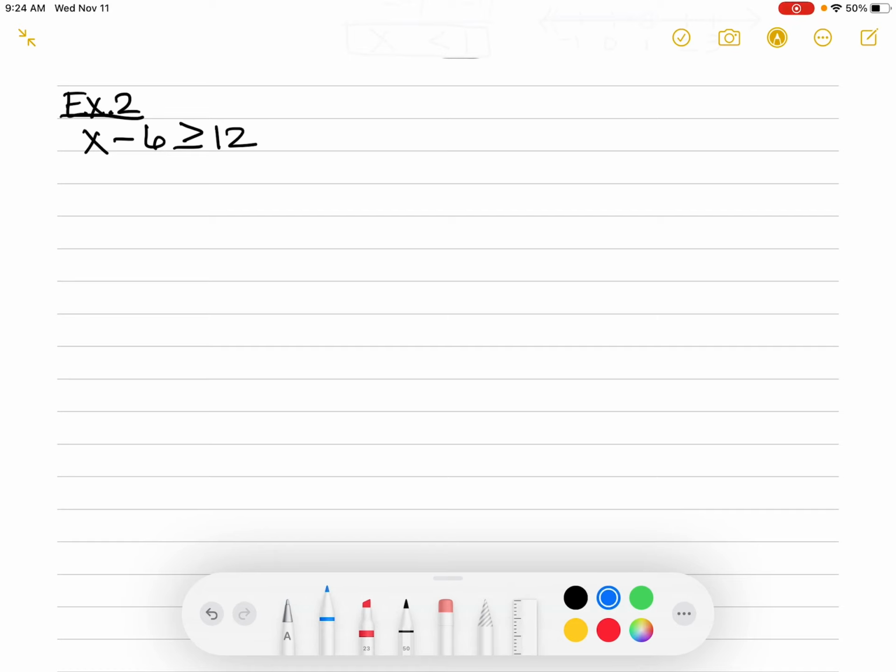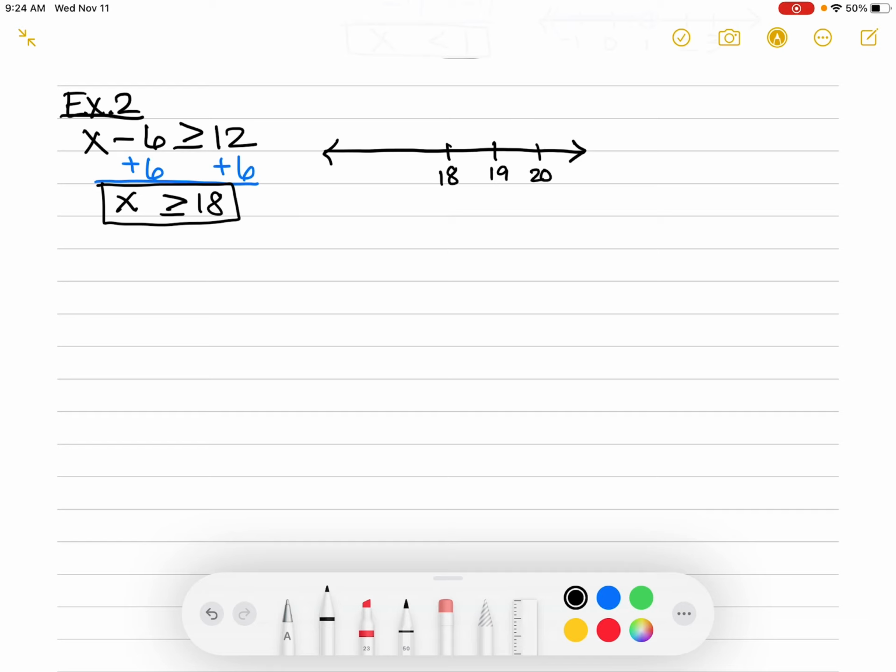We're going to solve this by adding 6 on both sides. So this is kind of like one-step equations, only we're doing inequalities. So this gives me x is greater than or equal to 18. So that's my answer. And then I also had to graph on this one. So I'm going to have 18 in the middle, then 19, 20, 17, 16.